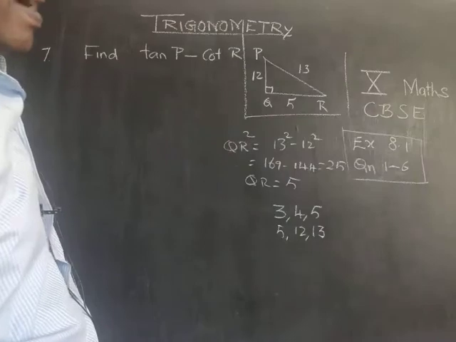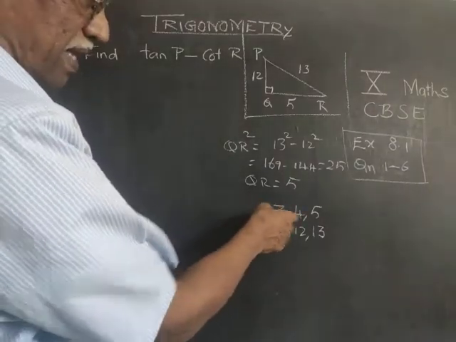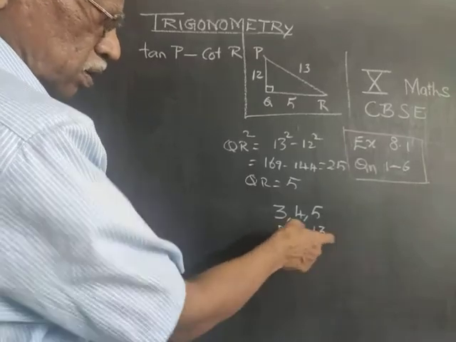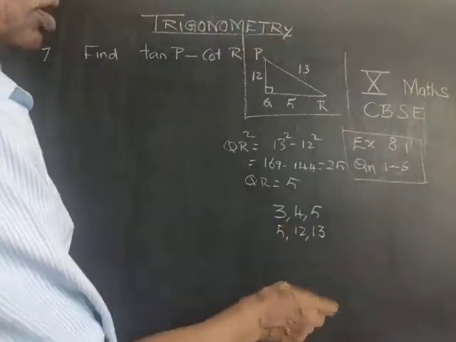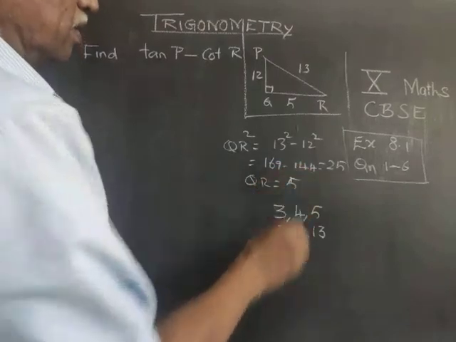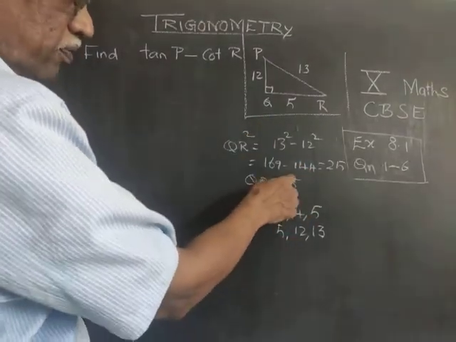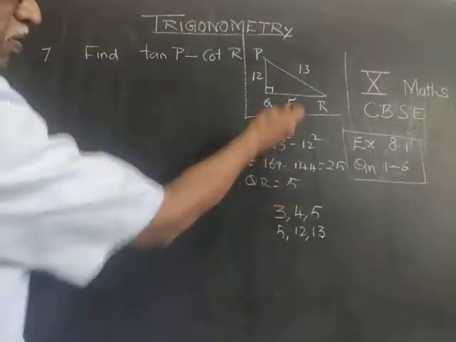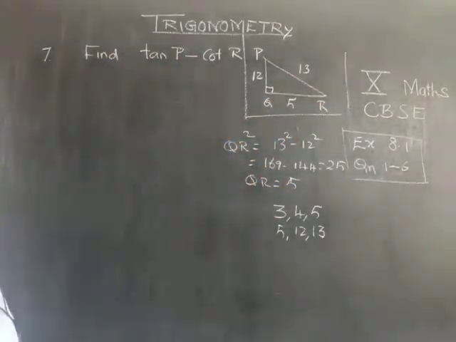Or Pythagorean triad. If you square up this and square up this, add it, you will get the square of this. So this we call Pythagorean triad. But you have to do this part. For checking up you can remember, that's all. If it is one more question, you can just immediately say that it is 5 and then find out the value of tan P.